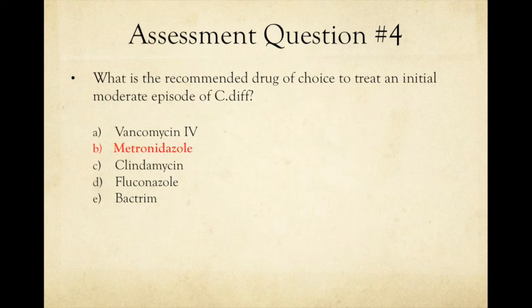The answer is metronidazole. The first drug of choice treatment would be 500 milligrams by mouth for 10 to 14 days. Vancomycin is an option for more severe cases, but we need to make sure that it's vancomycin by mouth, not IV.